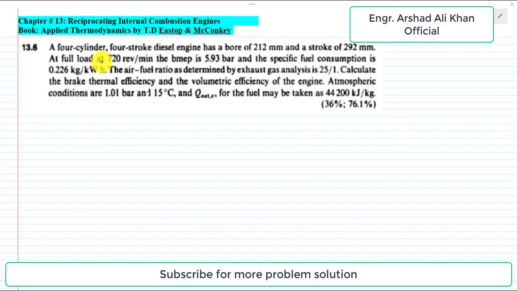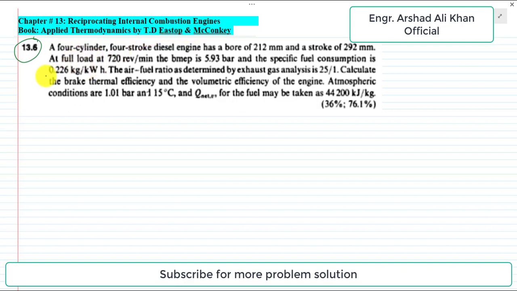In this video we are going to solve problem 13.6 from chapter number 13, reciprocating internal combustion engines, from the book Applied Thermodynamics by T.D. Eastop and McConkey.